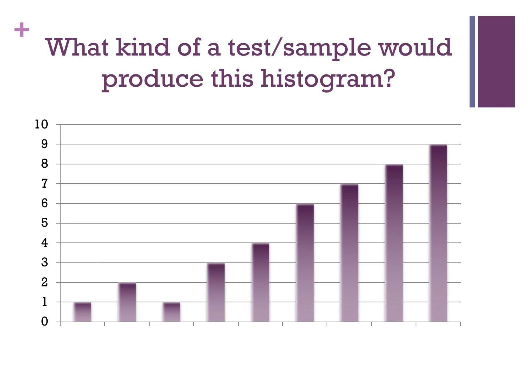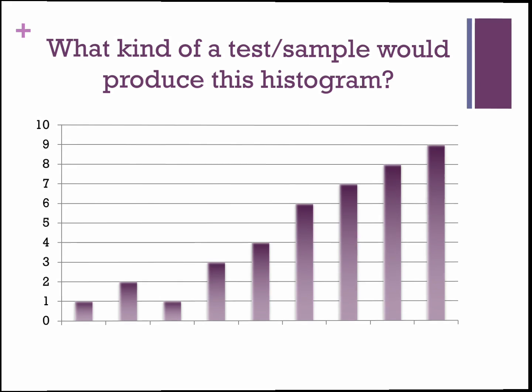In contrast, what kind of test or sample would produce a histogram that looks like this? We see very few people scoring at the low end and lots of people scoring at the high end. So we can conclude that either this was a very easy test or we have a very able group, or both.